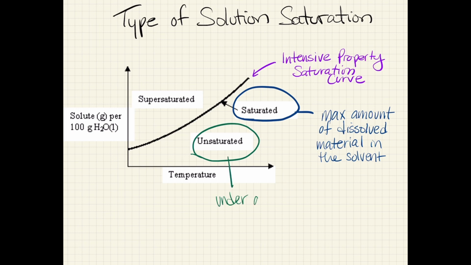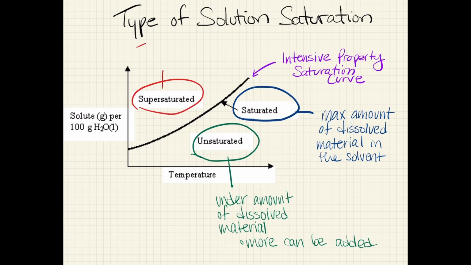If your value is underneath the saturation curve line, we call this unsaturated, which basically means you have not put enough material in. You can also see that there's another spot on this graph called supersaturated, which means that you've added way too much solute to your solvent, and most likely you're going to be noticing that some of the material has not completely dissolved all the way.